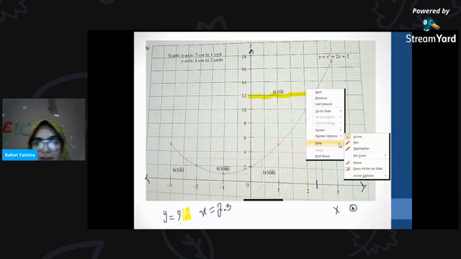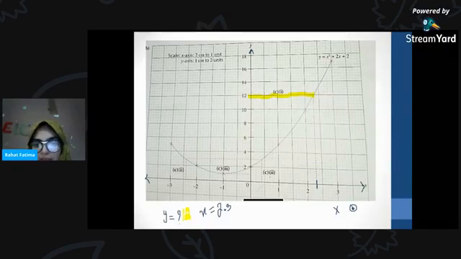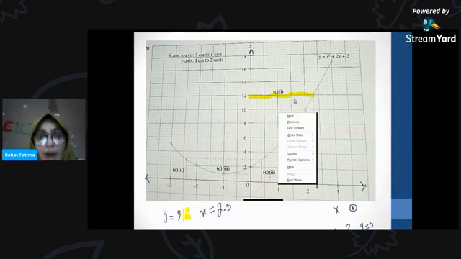You need to find x when y is equal to 3. So if you see over here, first what I have to do is I have to look at the y-axis and I have to look for the value of y, which is 3. So let me clear the screen first here.